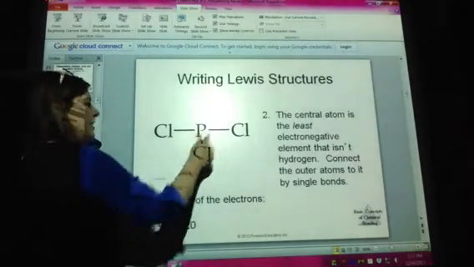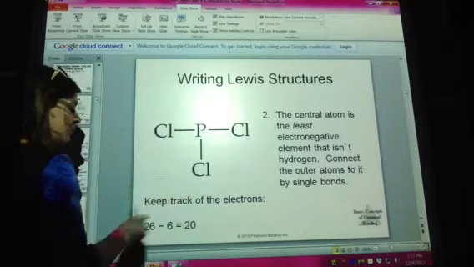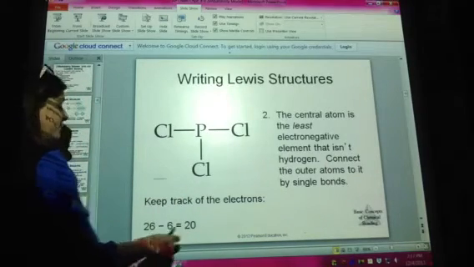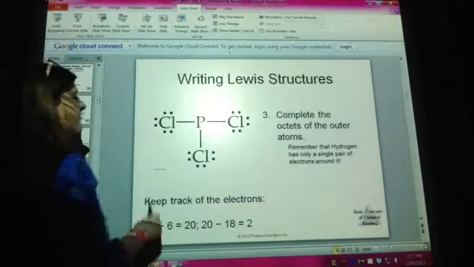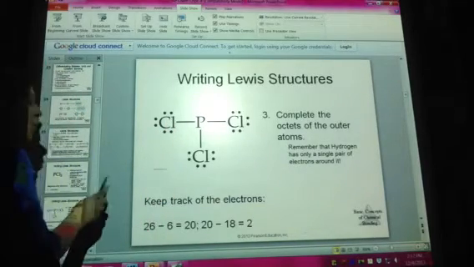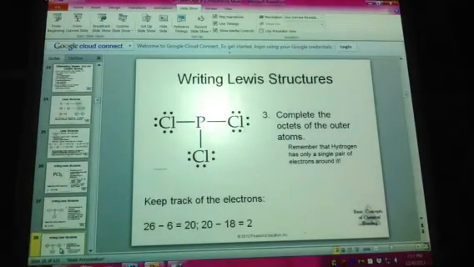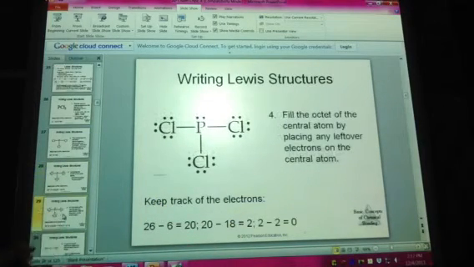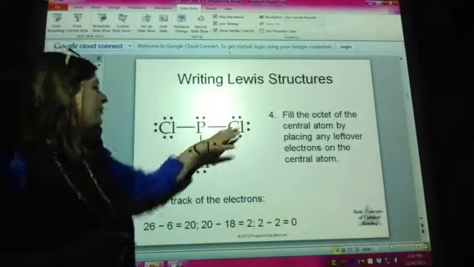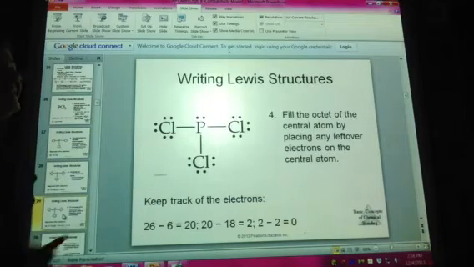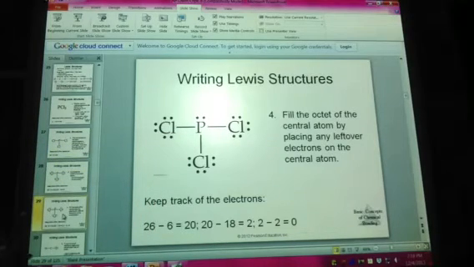By giving 3 bonds, remember 1 bond represents 2 electrons, so we have 26 minus 6. So now I have 20 valence electrons I still have to account for. I added 18 more because I gave 6 electrons to each of those 3 chlorines. So now I have 2 electrons that are remaining here. I need to make sure my chlorine atoms have a full octet. But my phosphorus did not have a full octet. So I can give that a full octet by placing any leftover electrons on that central atom.